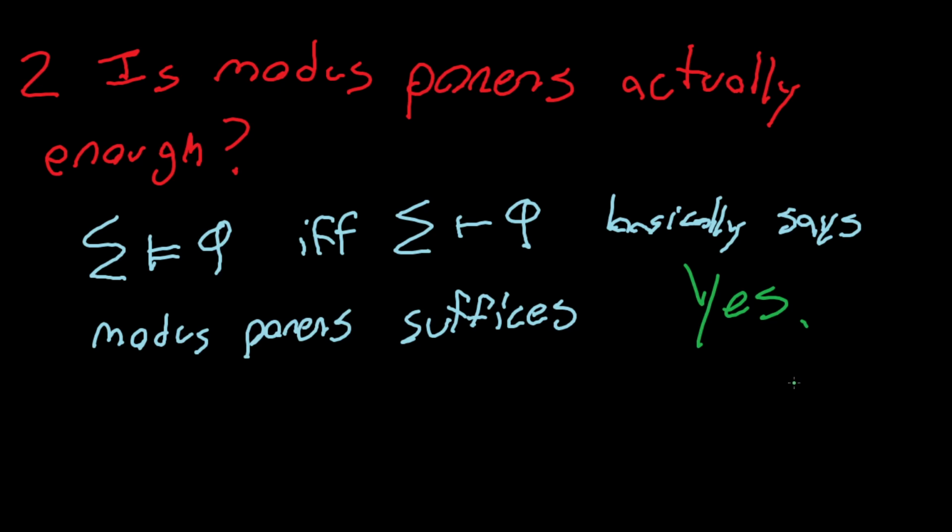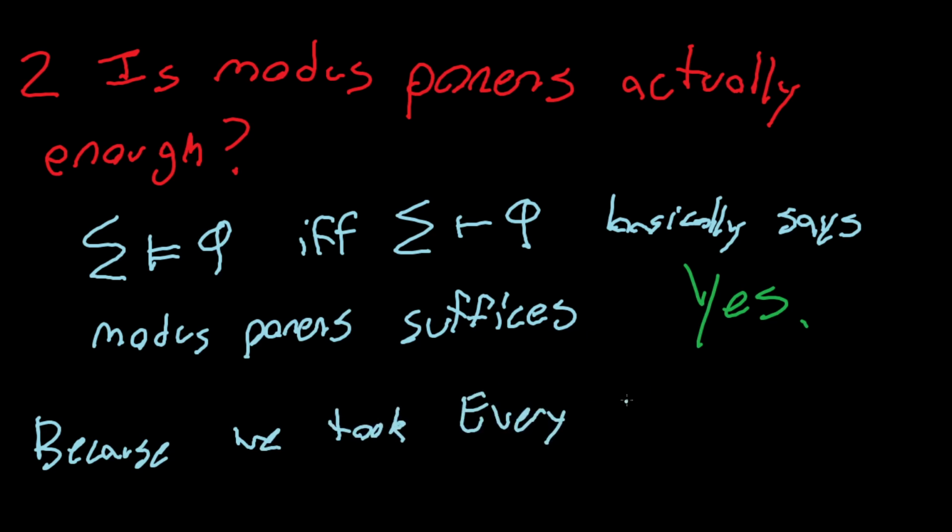That's one way of looking at this. And I'm sorry, this isn't important, but when I was personally learning this, it was something that I thought a lot about. I was like, how did we possibly get away with just one rule of inference? And intuitively, the answer is this: it's because we took every tautology as an axiom.